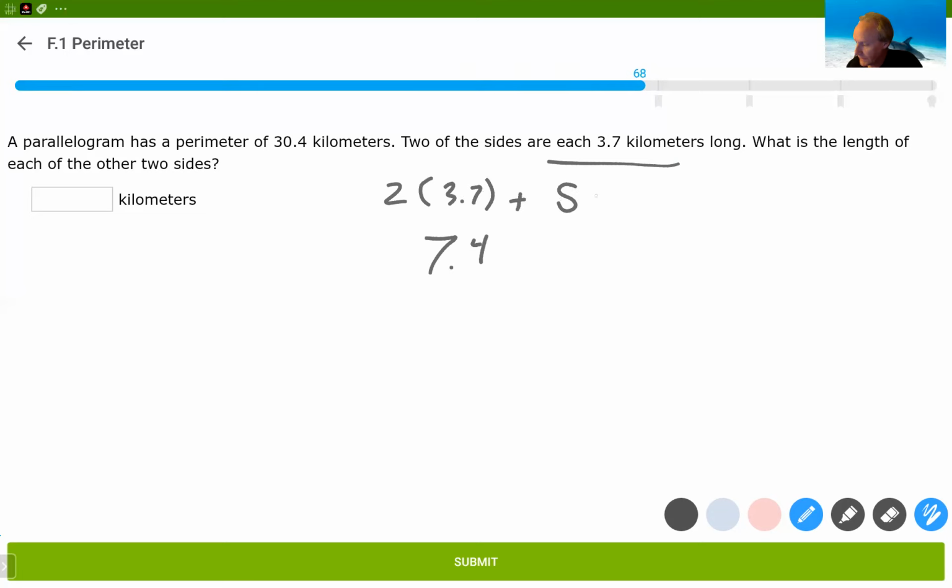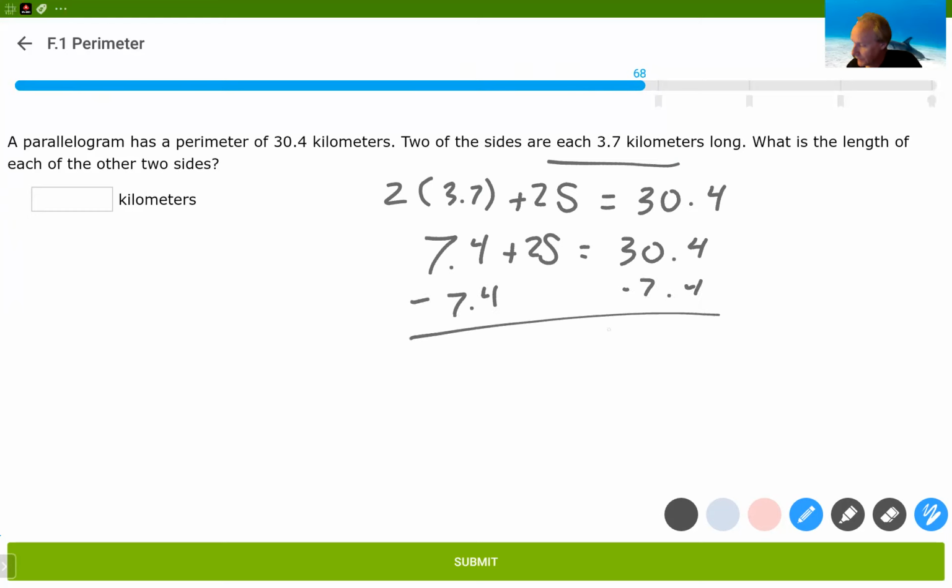Now the other 2 sides, we don't know how big they are, and it's equal to 30.4 for our total perimeter. All right, that 2s is kind of getting funky there. We're going to subtract the 7.4 from both sides. And we get 2s is equal to 23. So s, when we divide by 2, we get 11.5. And this is in kilometers.